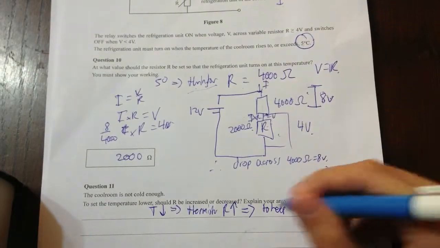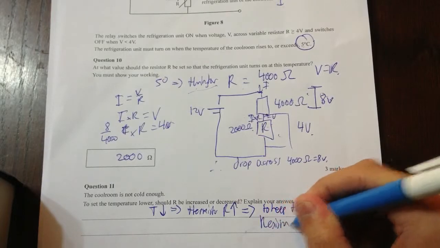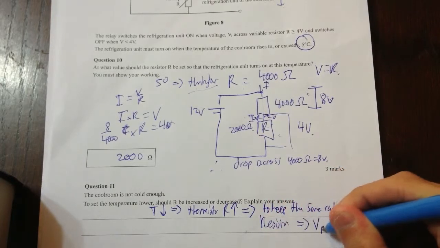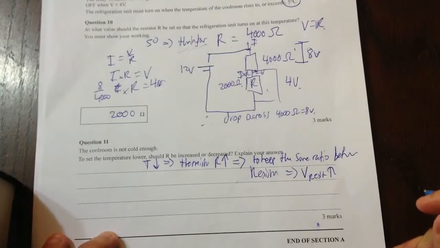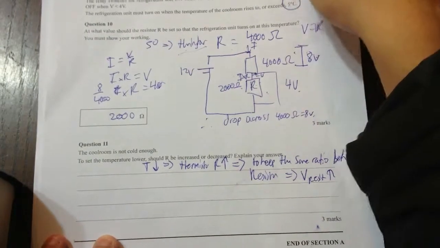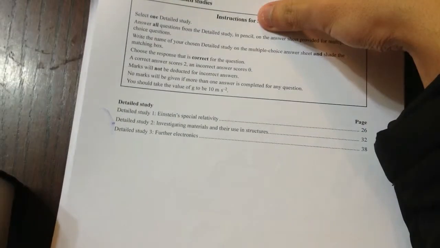Between resistors implies variable resistor has to increase. Yeah, that's roughly it. And that's it.